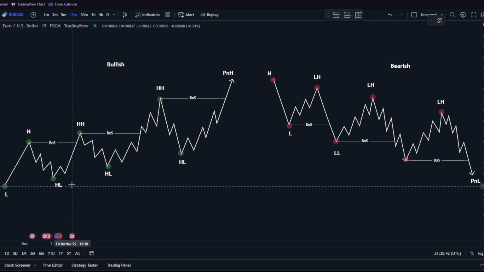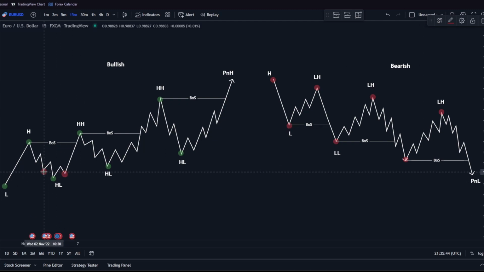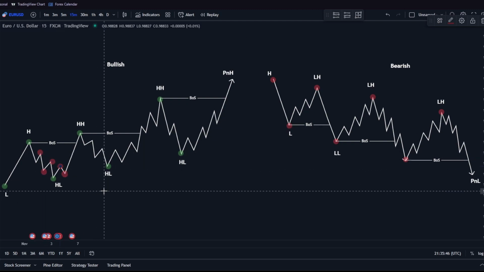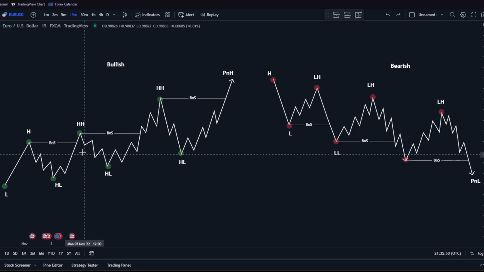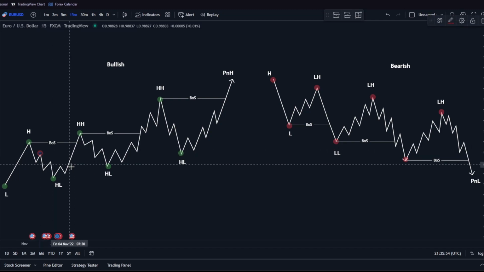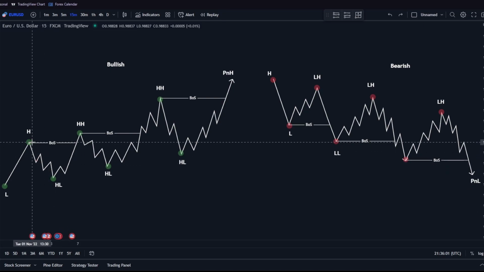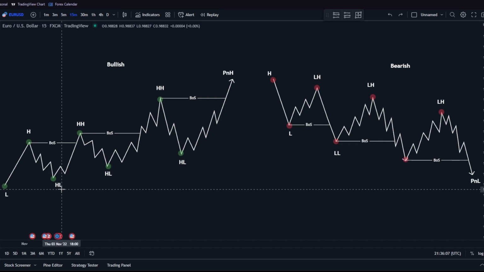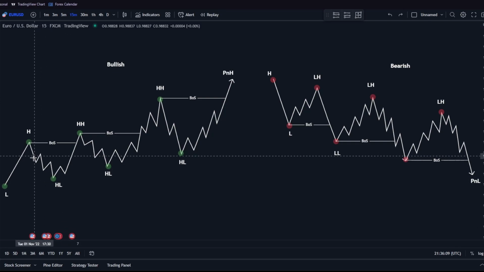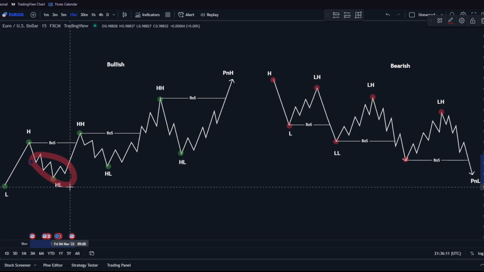All of these other points, like this one, or this one, this one, this one, this one, it's all insignificant. Why? Because we did not break structure yet. We cannot identify this as a lower high or this as a lower low because we never broke the structure from our previous high. At that point, we cannot identify this part as a bearish trend.